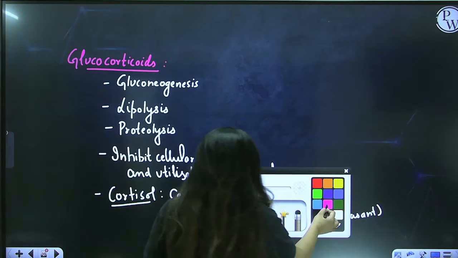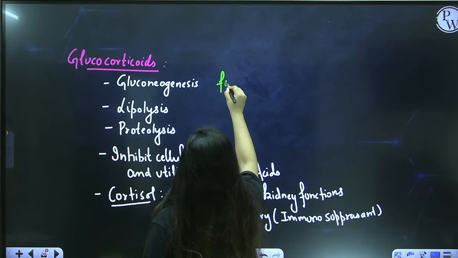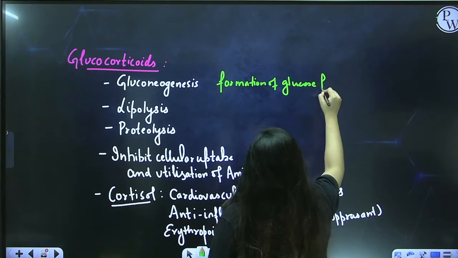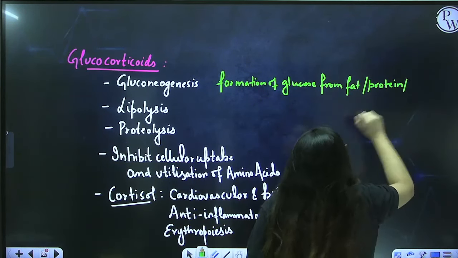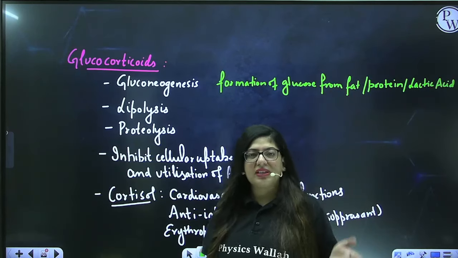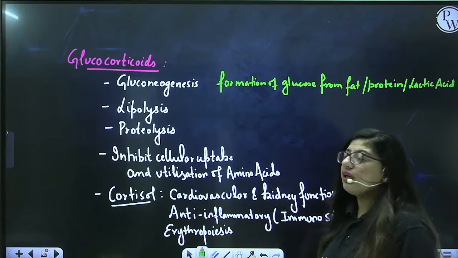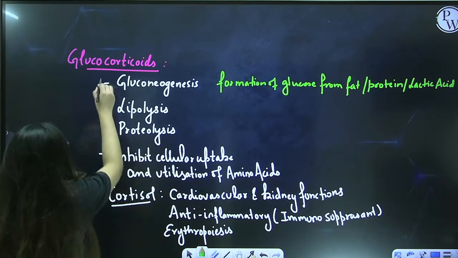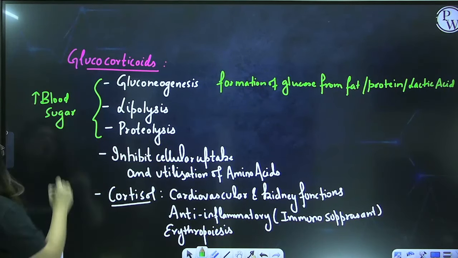First of all, it will help in gluconeogenesis. What is gluconeogenesis? Formation of glucose from fat or protein or lactic acid. Alright. So it will also cause lipolysis, that means breakdown of lipid, and proteolysis, that is breakdown of proteins. Because when they break down, they can be converted into glucose via a process known as gluconeogenesis. And all this will lead to an increase in blood sugar. So yes, just like growth hormone, it can also increase your blood sugar.